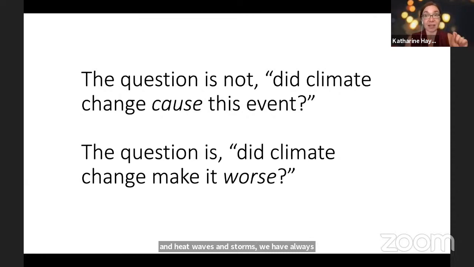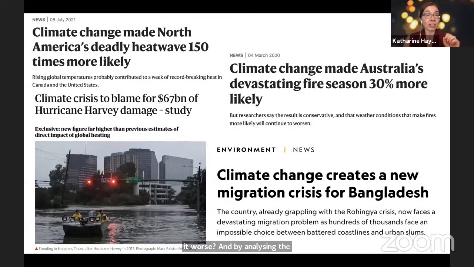We can show, and this is a brand new headline from yesterday, that climate change made the North American heat wave from British Columbia down to California last week 150 times more likely. It made the devastating Australian brush fire season from January 2020 30 times more likely. Climate change was responsible for at least $67 billion worth of the damages from Hurricane Harvey. Climate change is driving migration crises in many countries, including Bangladesh. When we analyze the data, this is what it shows us.